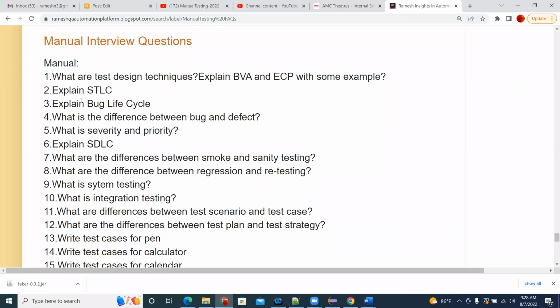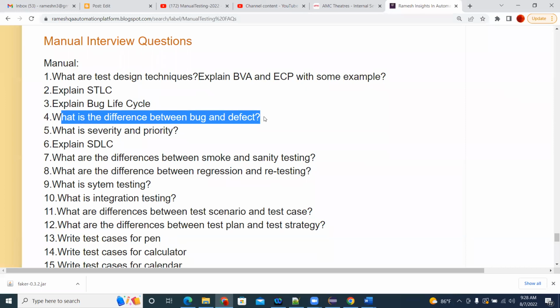Then explain. They won't ask directly explain STLC. They will ask what is your testing process. Can you explain to me what testing process you are following in your company? That's the meaning of this. That we have already explained very clearly. Okay. So explain the bug life cycle. So this is a mandatory question. This also. So what is the difference between bug and defect? There is nothing. Both are same. Okay. So don't confuse with that.